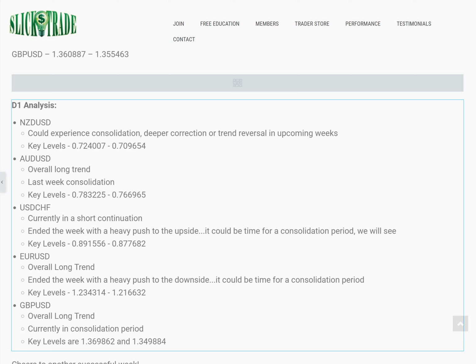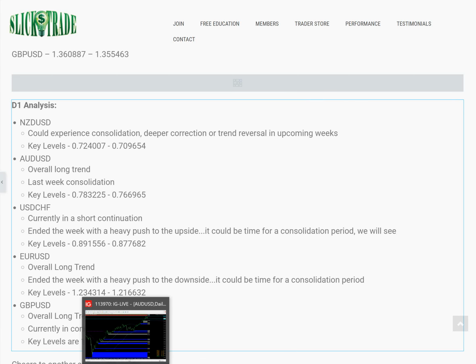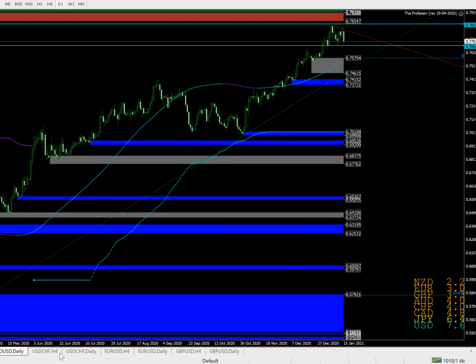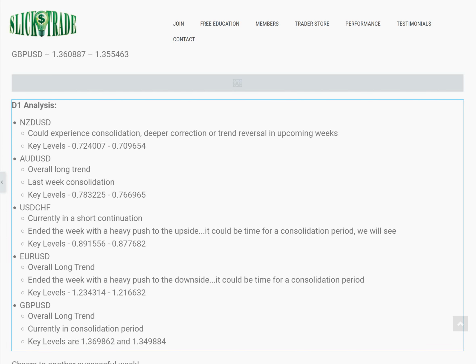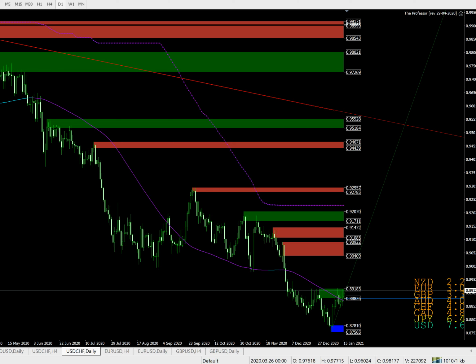The dollar franc was in a short continuation the previous week. We ended the week with a heavy push to the upside. Could be time for a consolidation period. We will see. And here were the key levels.